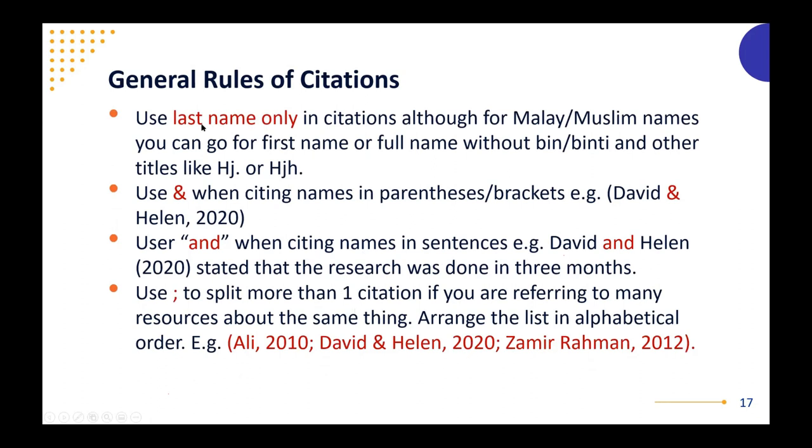I'll let you know. Use last name only in citation, although for Malay or Muslim names, you can go for first name or full name. Now, there is no guideline in APA that explains about other names, right? They treat everyone equal. So what happens is, if you do not want to spell out the full name or the first name, you can still follow the international convention by putting the last name only. The only tricky thing about Malay or Muslim names is that you don't carry the father's name. So people will not recognize you.